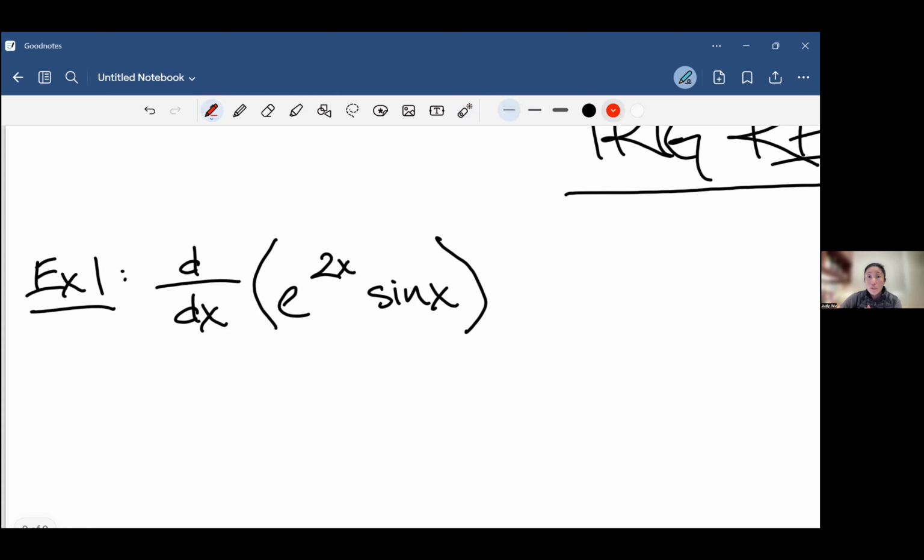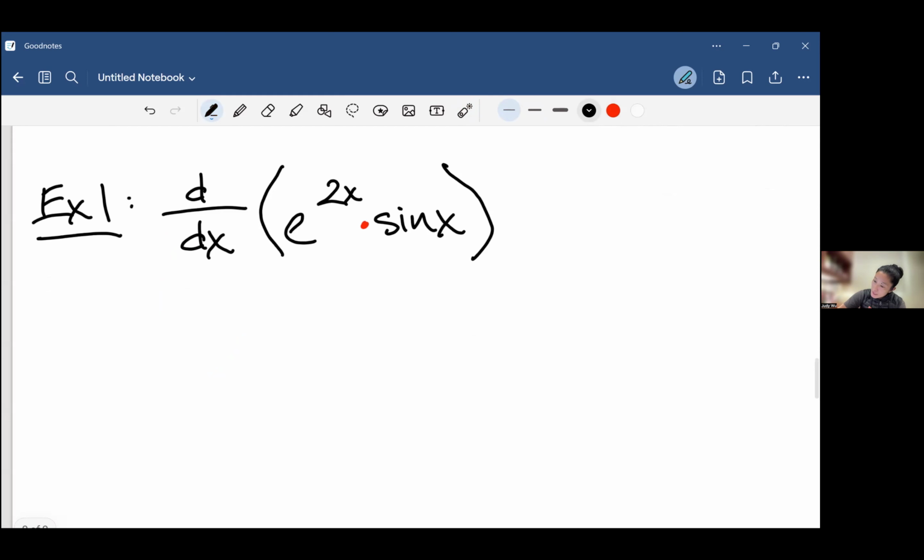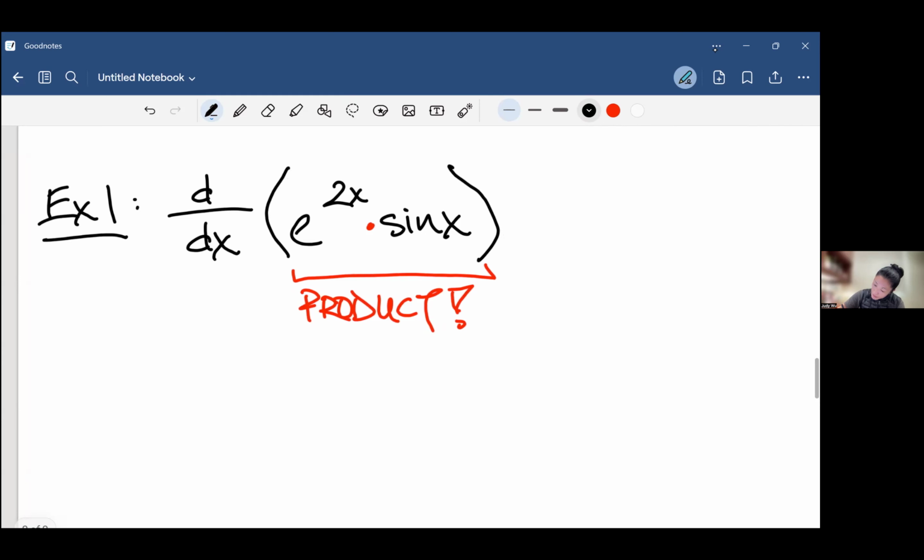And if we think about which one might be applicable here, I can really imagine that this is like e to the 2x times sine x. And so when I see that times, I am immediately thinking I want to use my product rule, okay? And even though product rule was something that we technically learned in Math 121 or the class before this, it is still a structure that we use over and over again for these problems. So let's set up our product rule, okay?